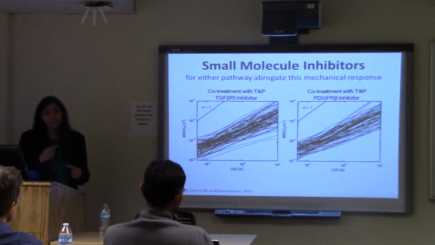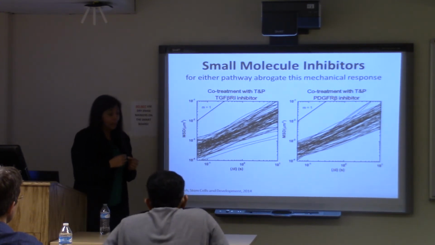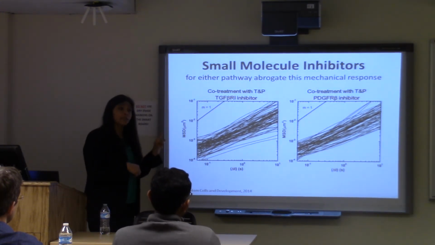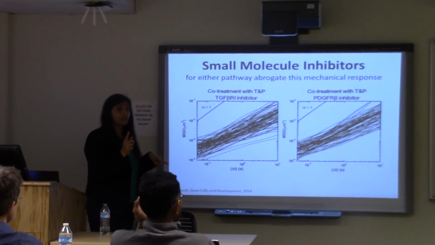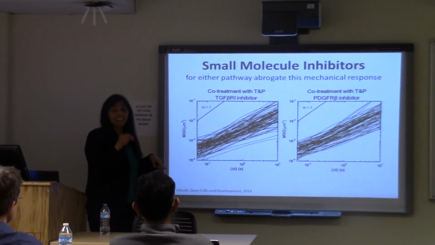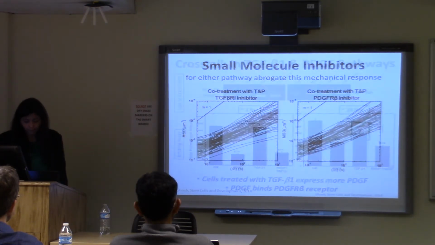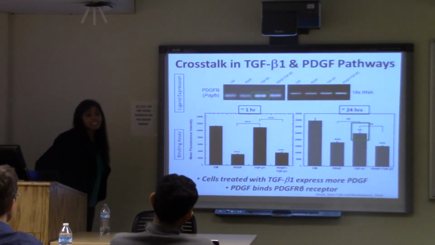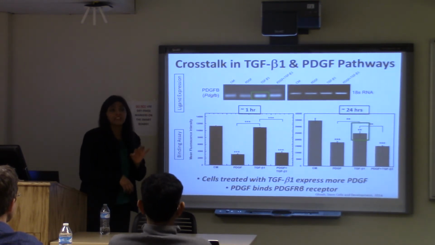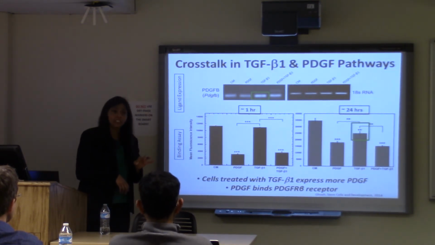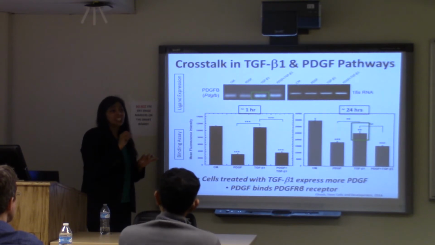And so we were really interested in the crosstalk between these signaling pathways. And so we treated with inhibitors of either of these receptors for these two signaling pathways. And we found that if we inhibited either pathway, that it reversed this mechanical response. And so we looked to see what was happening when we treated with TGF-beta1. And we found out when we treat with TGF-beta1, PDGF is actually secreted.